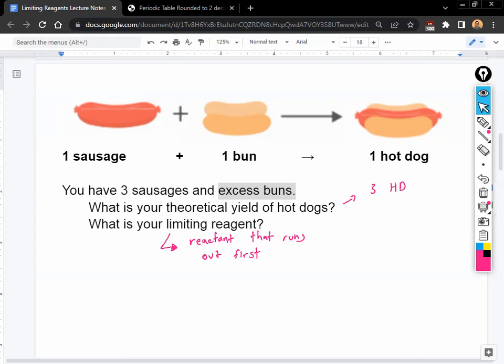Okay, so if we take a look at this problem right here, Daniel just said that the limiting reagent is going to be the sausages, right? Because the sausages are going to run out first. So the sausages are the limiting reagent. Whatever ingredient, whatever reactant you run out of first, that is going to be your limiting reagent, okay?